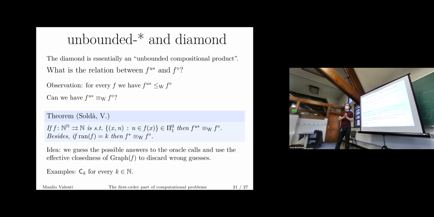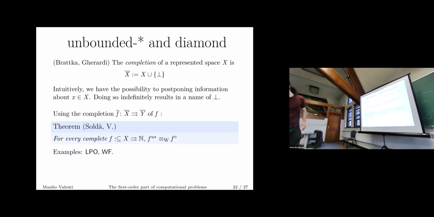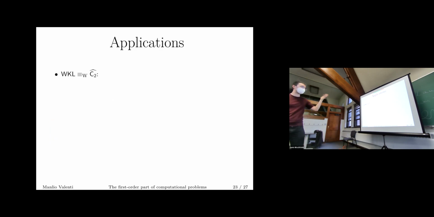Besides, if the range of f is actually finite, like you have a bound, you know it's k, then in that case you don't really need the U star. You don't really need the unbounded parallelization, but just the standard finite parallelization would suffice, because you can actually compute the height of the tree of guesses that you need to solve your problem. Let me skip this, because it was just another sufficient condition under which the U star and the diamond agree.